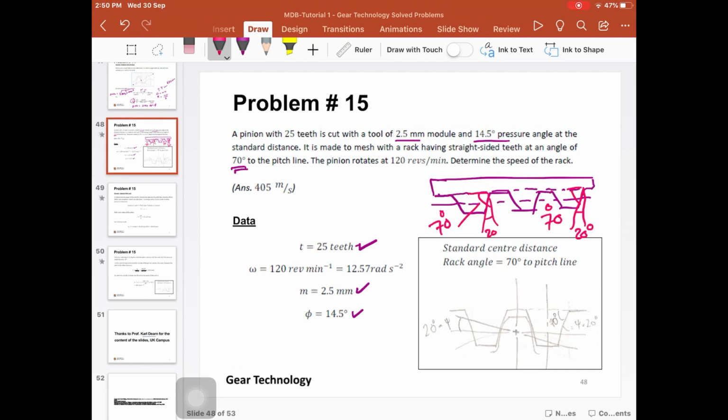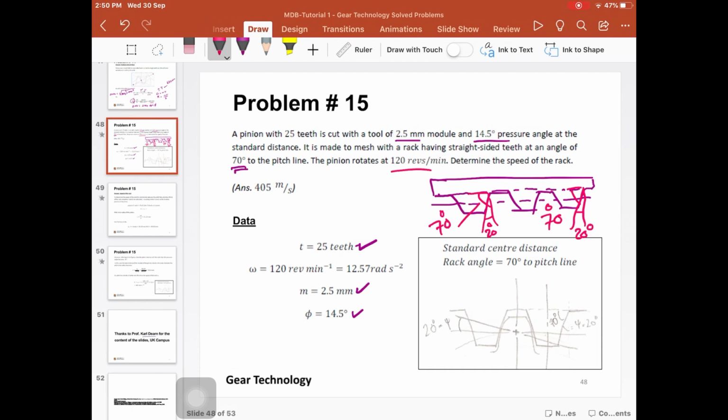Again, this angle is 20. Okay. Right. So this is important actually, because eventually this 20 is going to be our pressure angle during the contact of these two gears together. The pinion rotates at 120 revolutions per minute. Determine the speed of the rack.